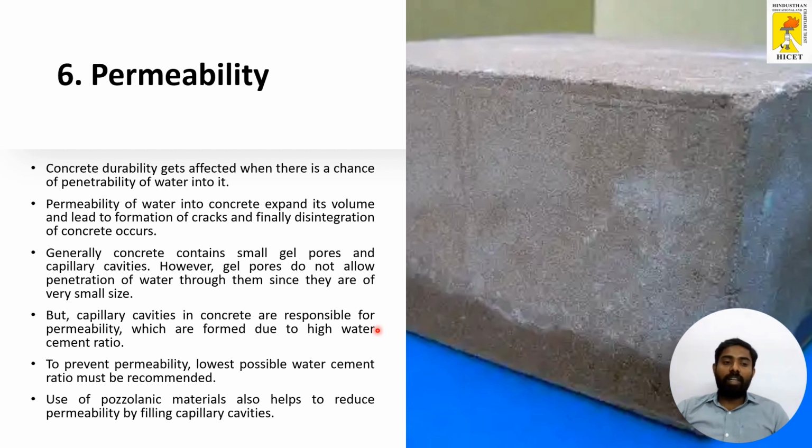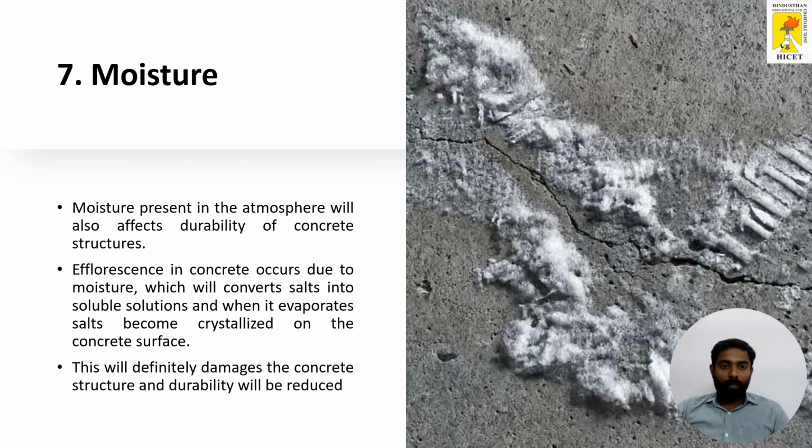high water cement ratio. To prevent the permeability, the lowest possible water cement ratio must be recommended, and the use of pozzolanic materials also helps to reduce the permeability by filling the capillary cavities.